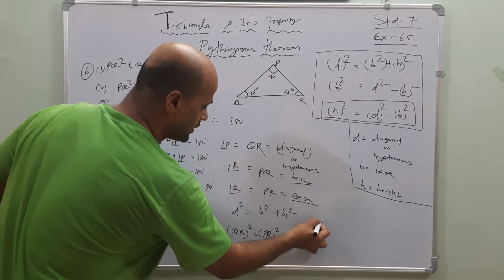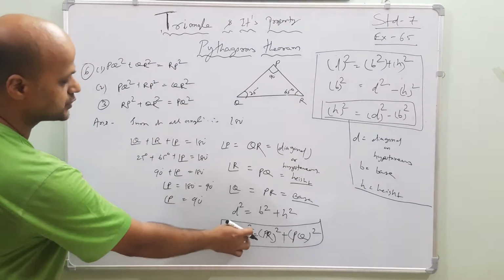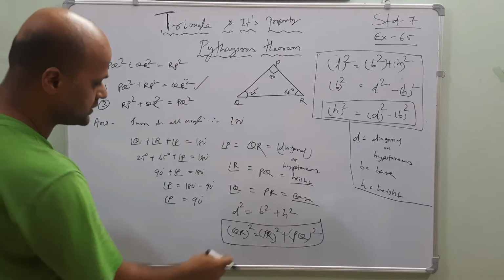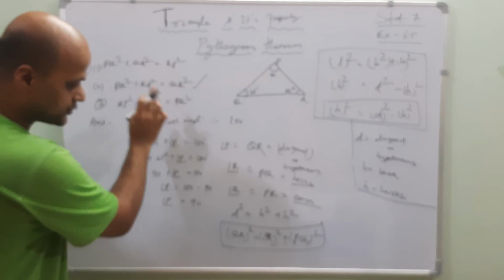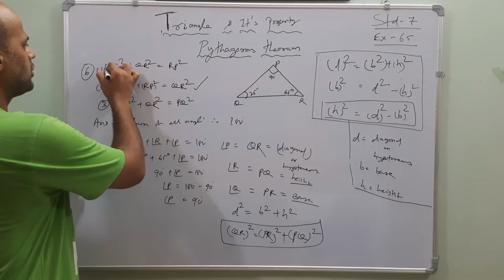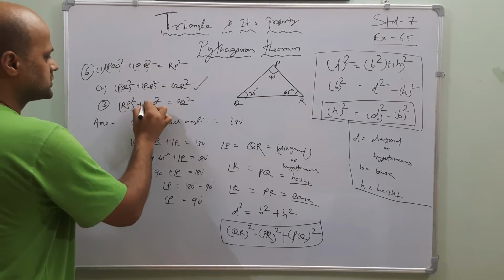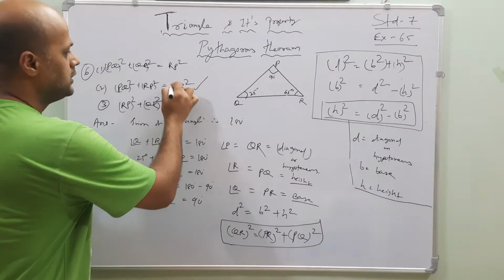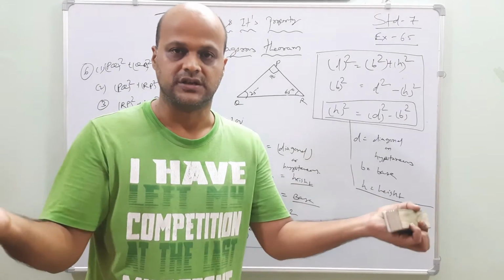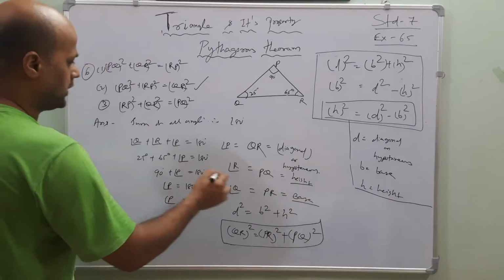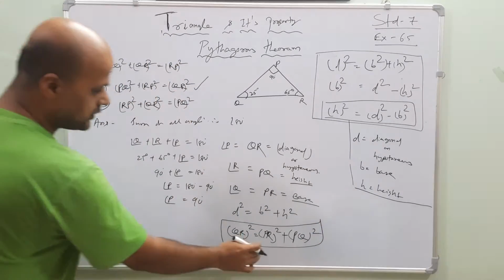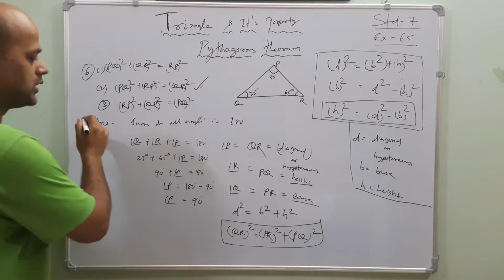Now, in these three statements, which one is matching with this one? You just find out first. We know that QR square is equal to PR square, or RP square is the same. You have to keep all of these in brackets, because if you don't put the brackets, the value changes. So put the brackets. Now QR square is equal to RP square plus PQ square. This statement is correct.